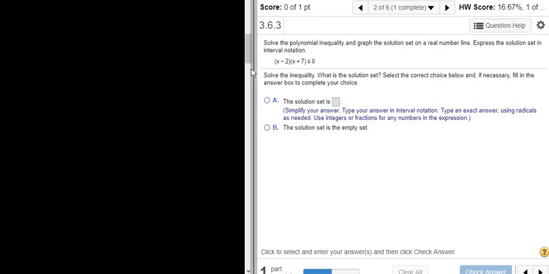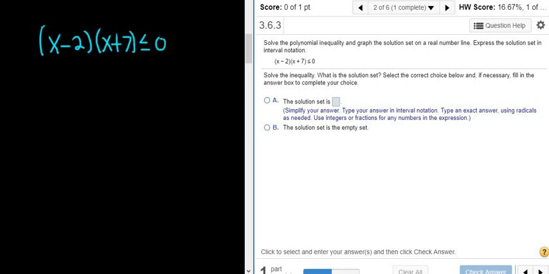Solve the polynomial inequality and graph the solution set on a real number line. So we have (x minus 2)(x plus 7) less than or equal to 0. To solve inequalities, we use something called the test point method. The first step, I guess, is to factor, but that's already done for us.